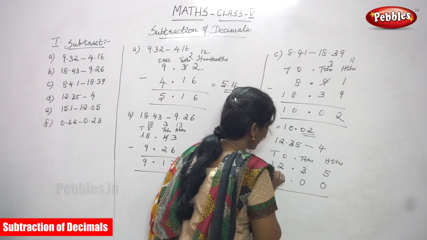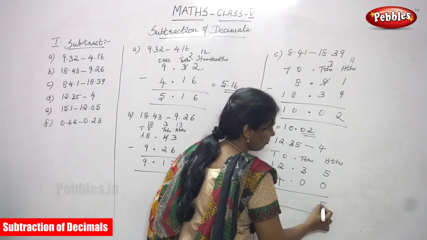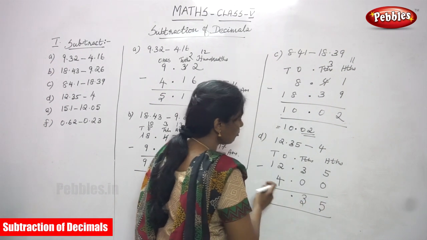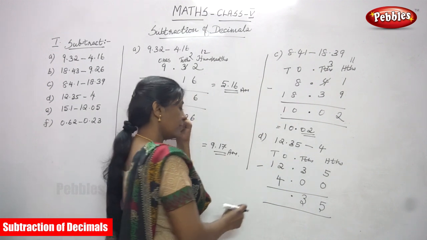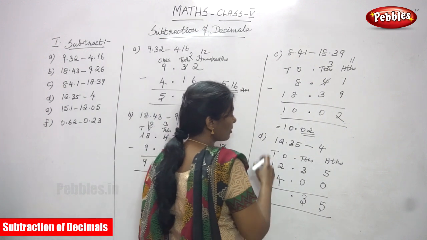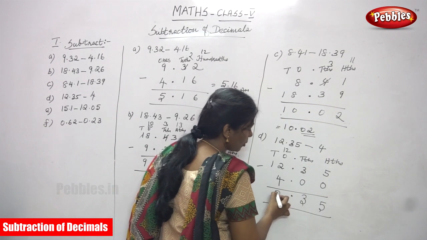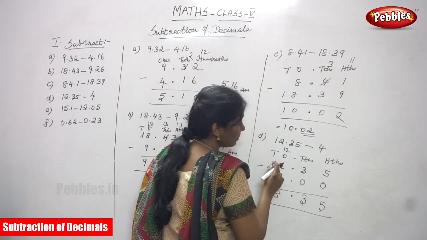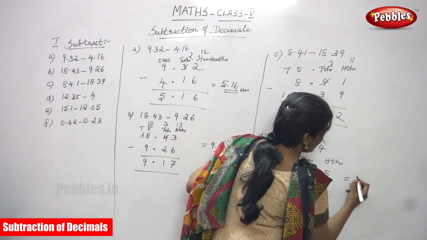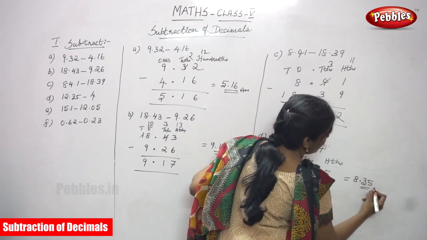Then you start subtracting. So 5 minus 0 you get 5. 3 minus 0 you get 3. Then put a point. Before the point you start subtracting. This is the whole part. 2 minus 4 you can't subtract, so you have to borrow from tens place. So this 2 becomes 12. 12 minus 4 becomes 8. So this 1 becomes 0. So just cancel the 1. So the answer is 8.35.